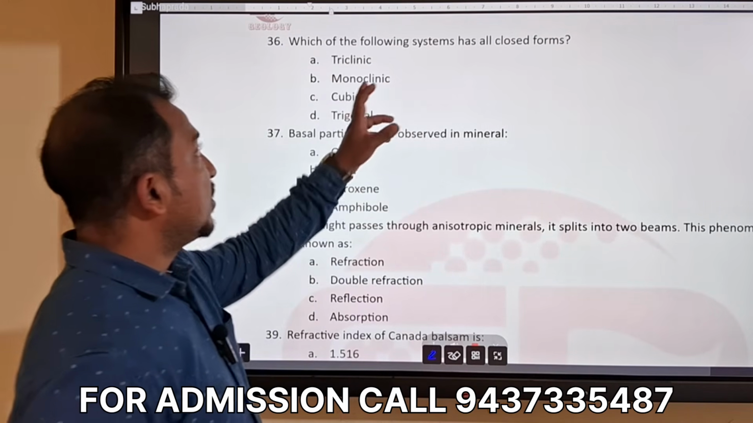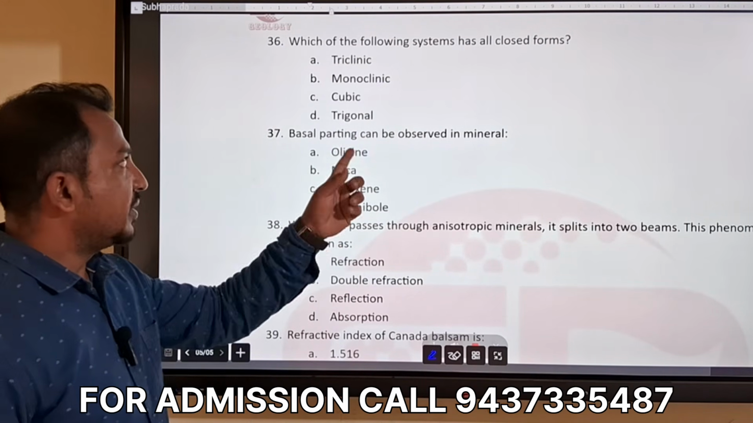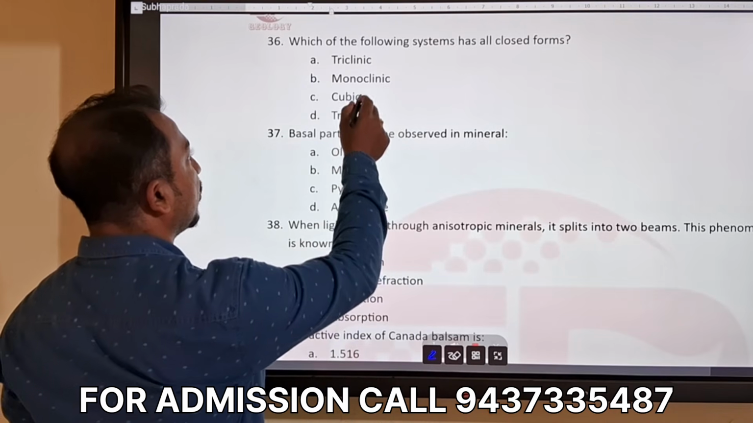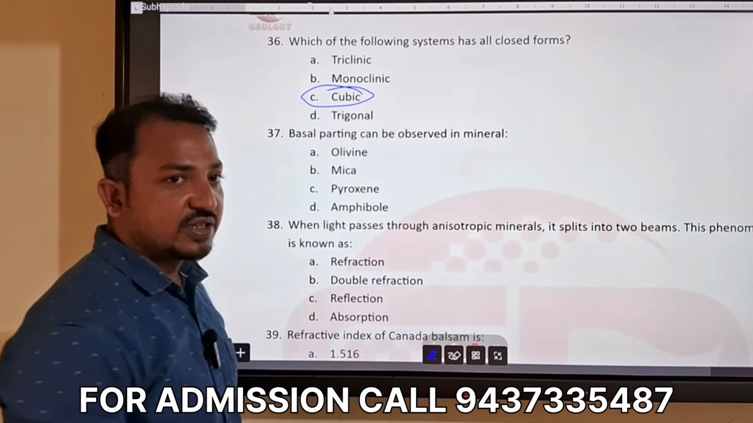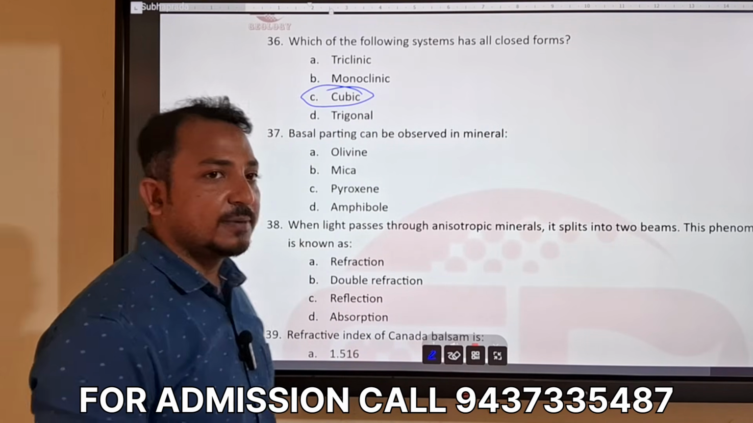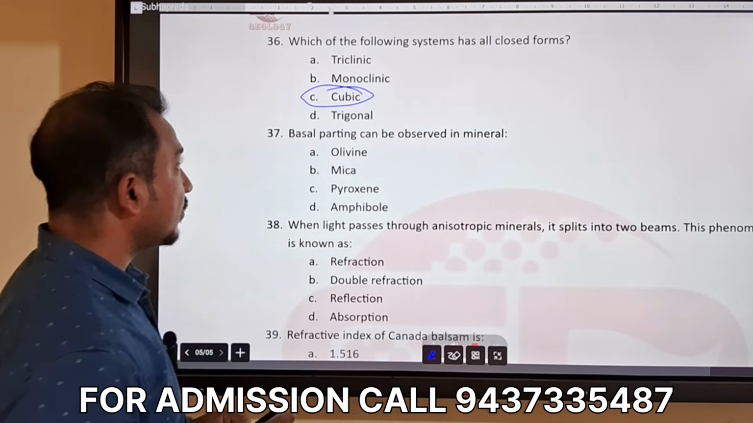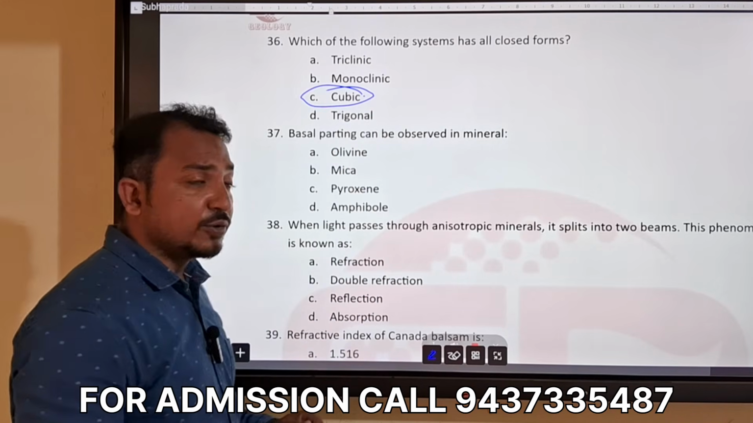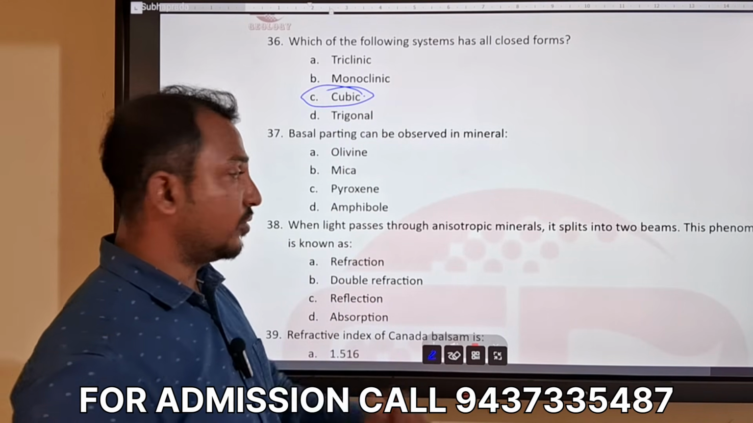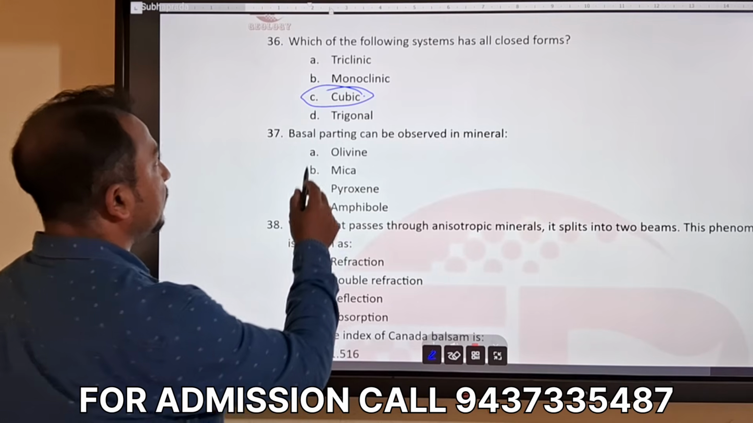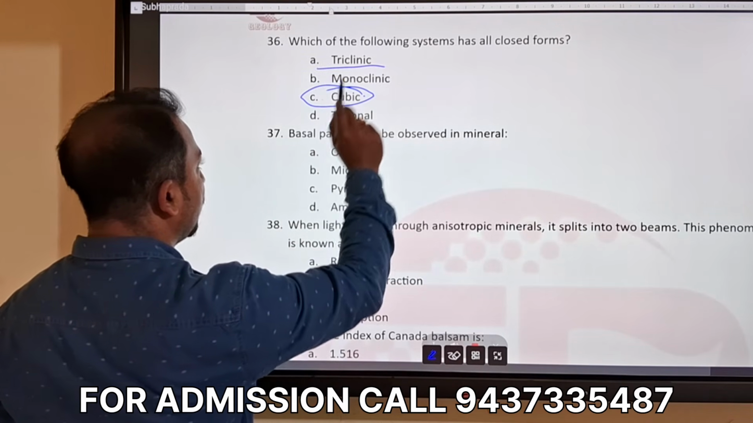Then comes this question: which of the following systems has all closed forms? We have discussed this. Only the isometric system, that is the cubic system, has 15 forms, all of them closed forms. Only this system contains only closed forms. All others can contain both. Triclinic has only open forms.